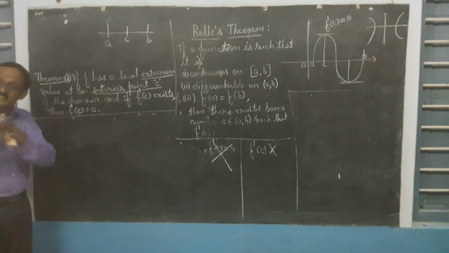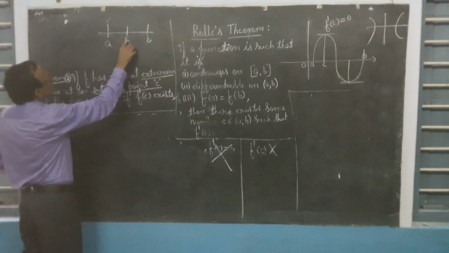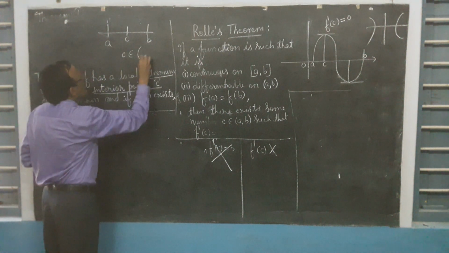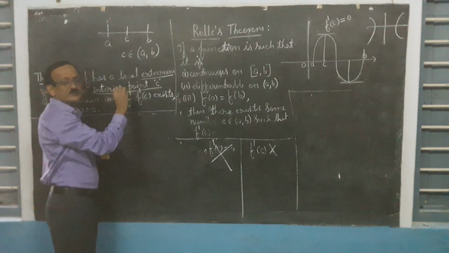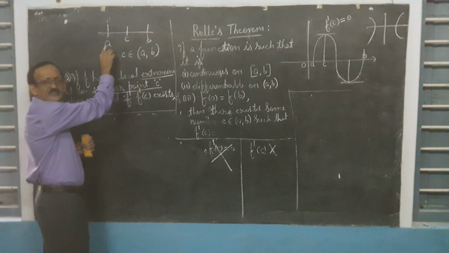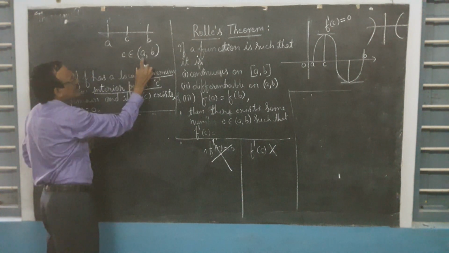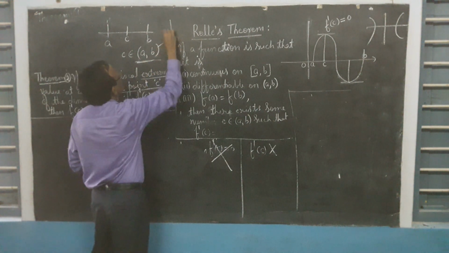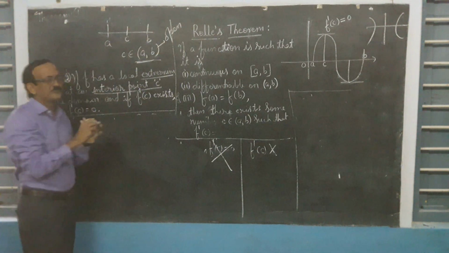An interior point c means your c belongs to the open interval ab. It is neither equal to a nor equal to b, but it is between a and b. It is the open interval. Right? Okay.